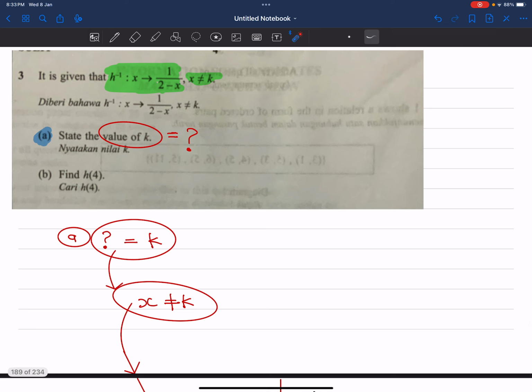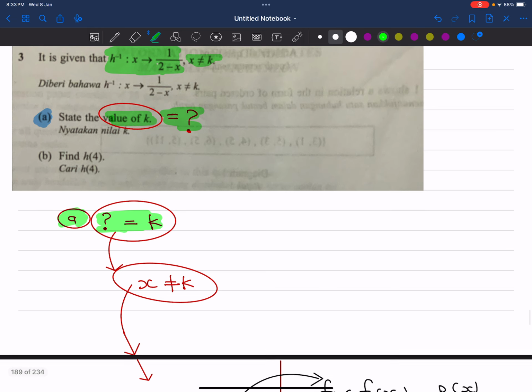Topic: function. It is given that h inverse of x is 1 over 2 minus x, where x is not equal to k. A question asking part A, state the value of k. So I put a question mark. As usual, we start from what they ask. Part A, they are asking k.